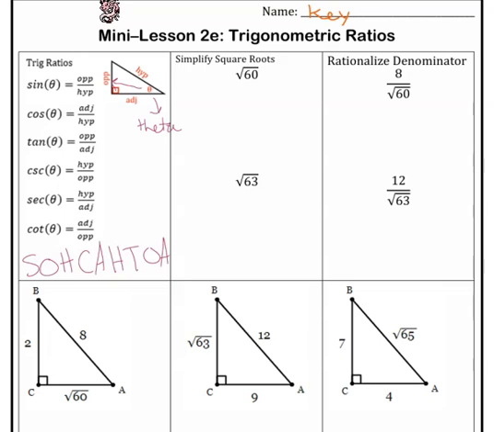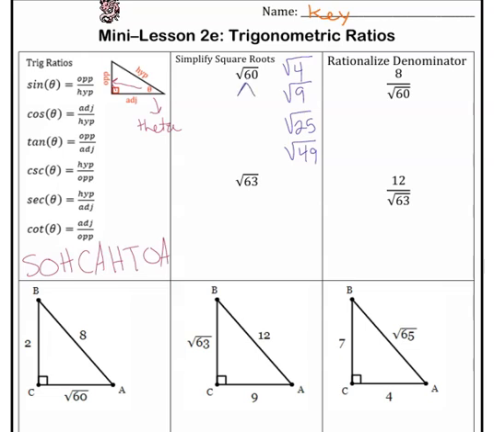Let's review simplifying square roots. To simplify the square root of 60, you want to try to pull out perfect squares. The most common perfect squares to take out are 4, 9, 25, and 49. If you can't take out one or more of these perfect squares, the square root is most likely already simplified, but not always.